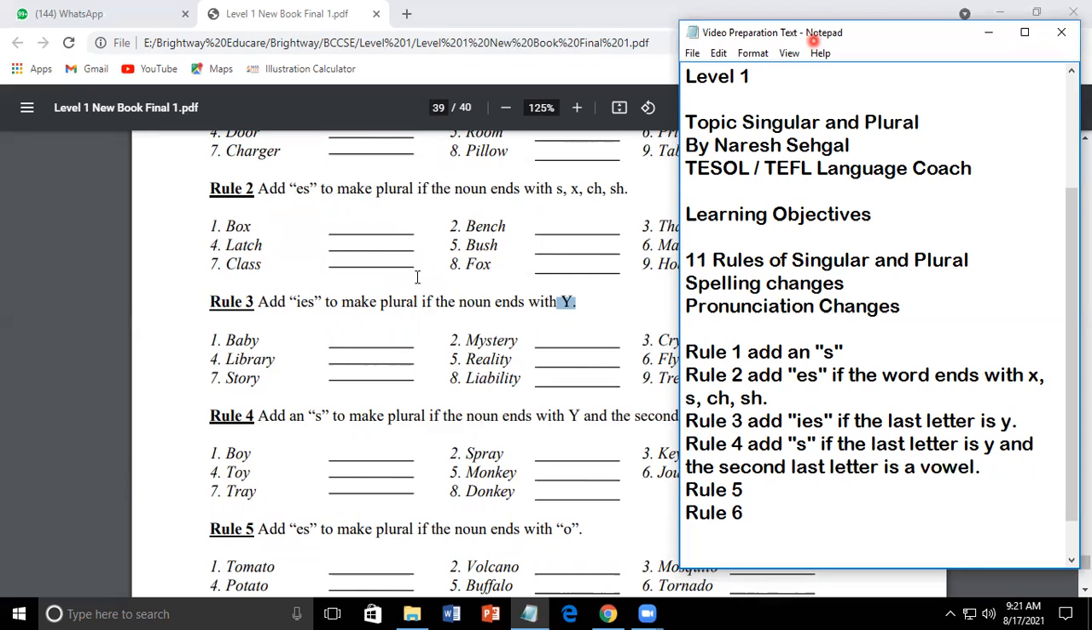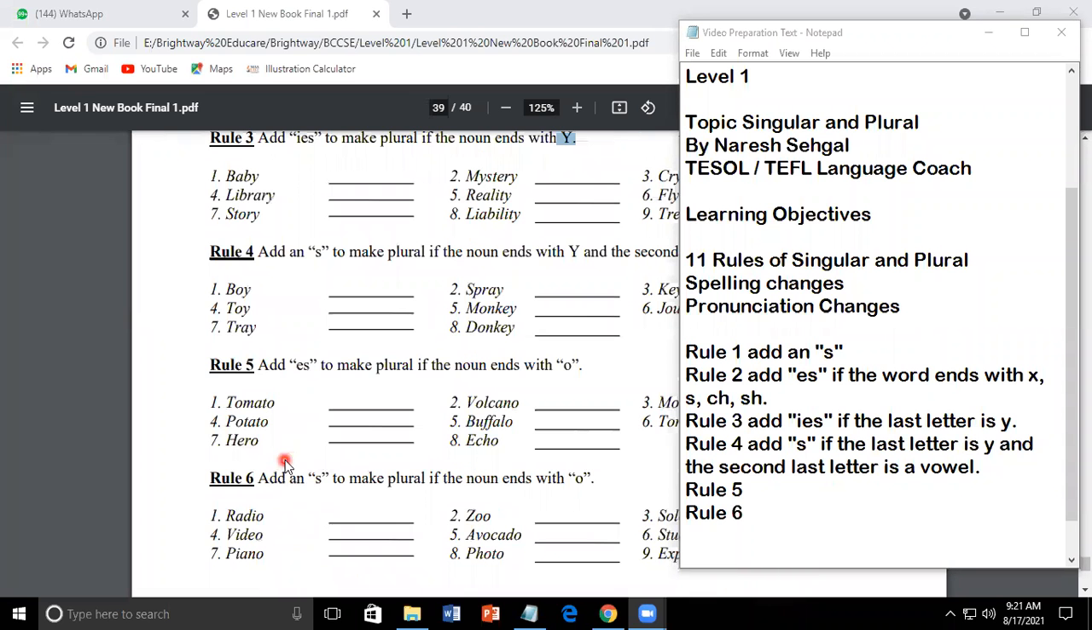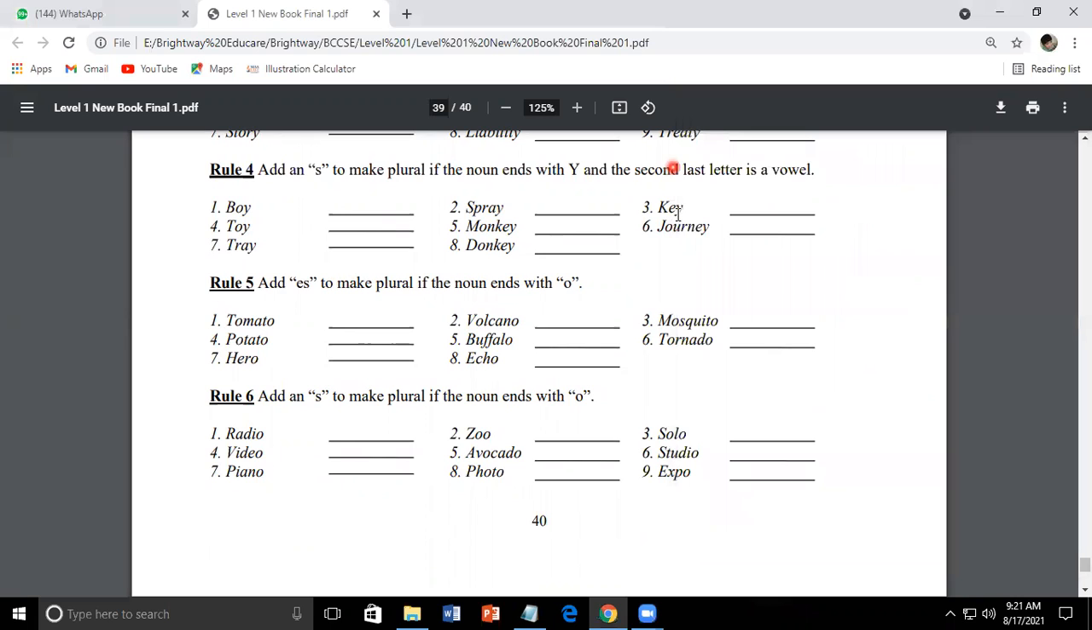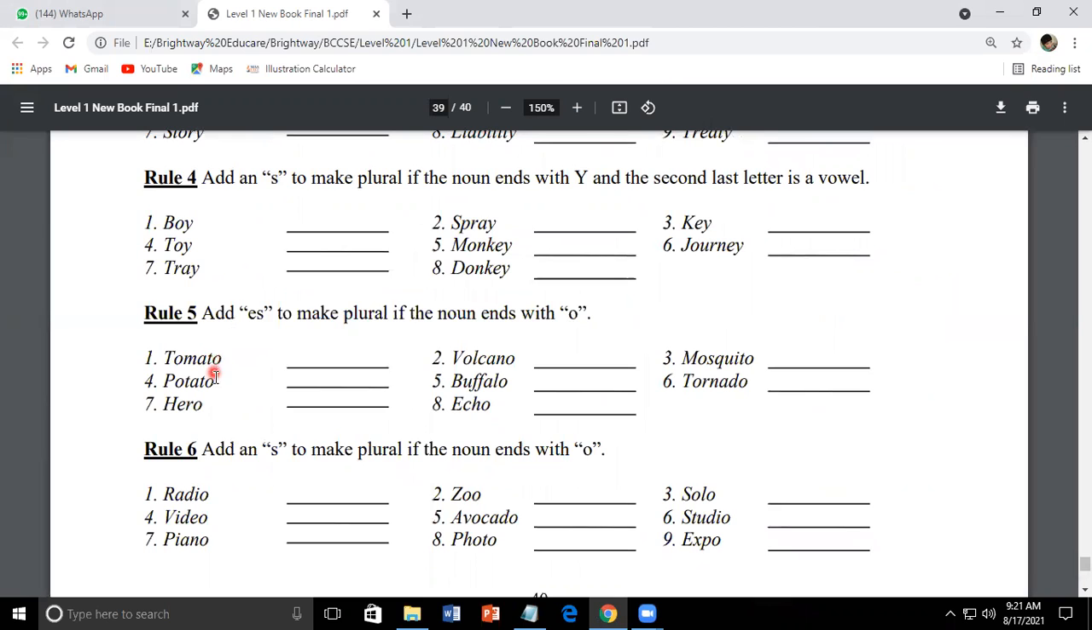So let us move on to rule number 5. Now, here we have rule number 5, and it says add ES to make plural if the noun ends with an O. So here we will notice that most of our words, which we can see here, are ending with an O. In all the words we have O. Now let us see how it works and what changes we have to make.